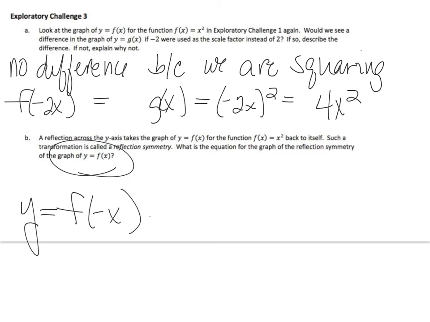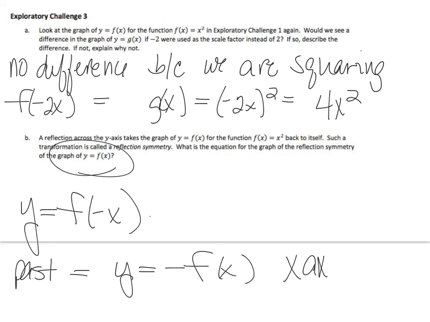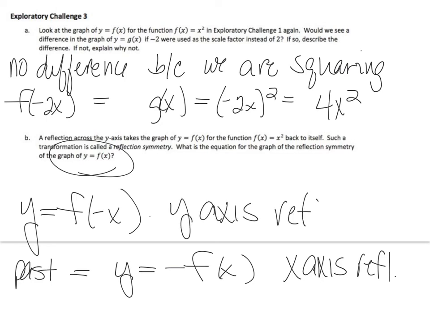That would be the y reflection, where in the past we had y equals negative f of x is the reflection over the x-axis. That's the x-axis reflection. Here is the y-axis reflection. This right here is a fantastic summary. I would write this down so that you can remember the 4 different cases and what happens to them.